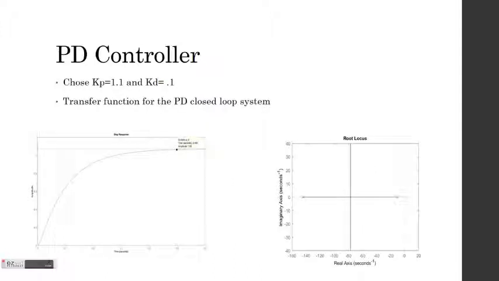These are the results from the PD controller when I chose a proportional value of 1.1 and a derivative value of 0.1. As you can see, the value of the step response levels off at about 1.6, and the time it takes to get there is about 0.49 seconds. This is not the most ideal situation since the time is so long. A plot of the root locus is shown on the right-hand side.